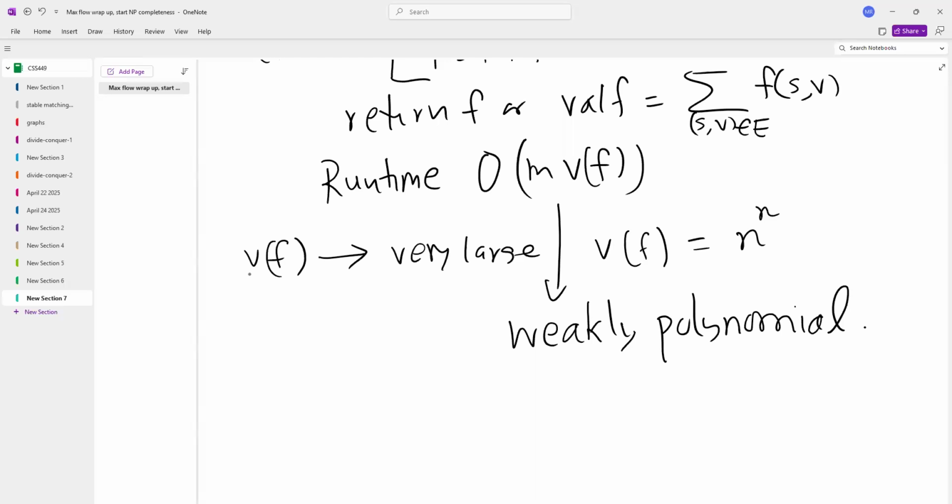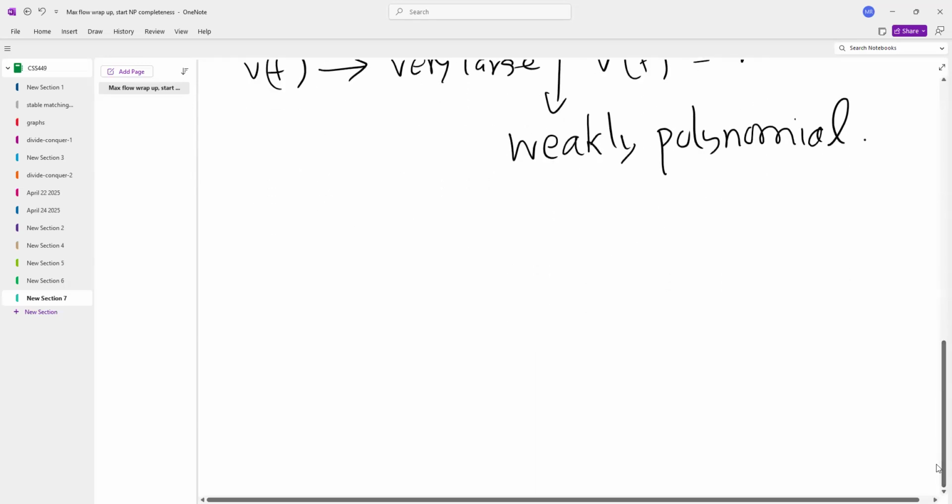So now, just to look at an example, we want an example where you can actually achieve such a bad runtime. There is a simple graph with which you can do that, which is, again, kind of the same graph that we keep seeing again and again, right?